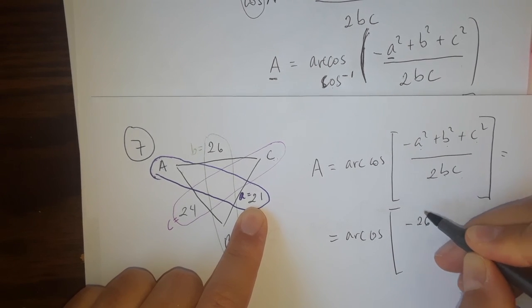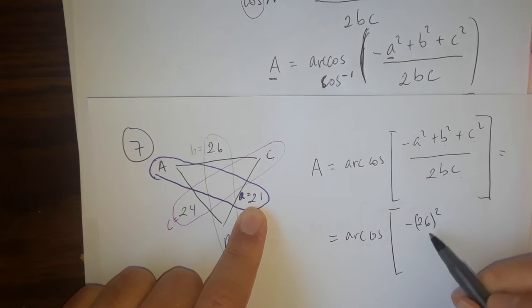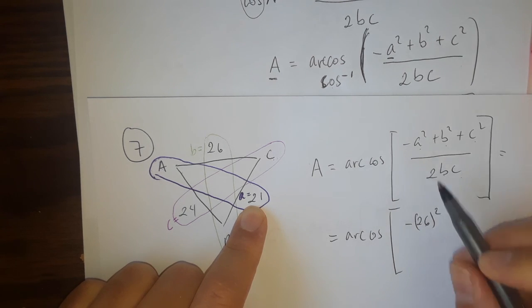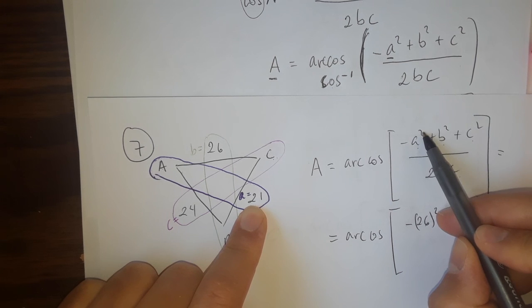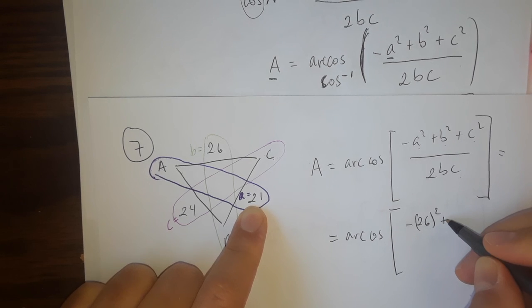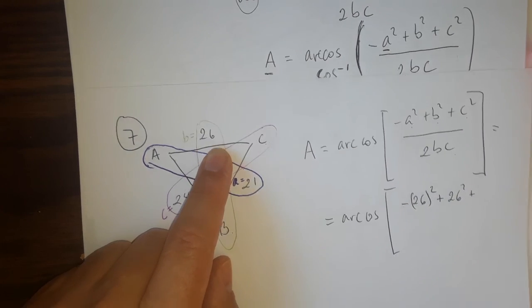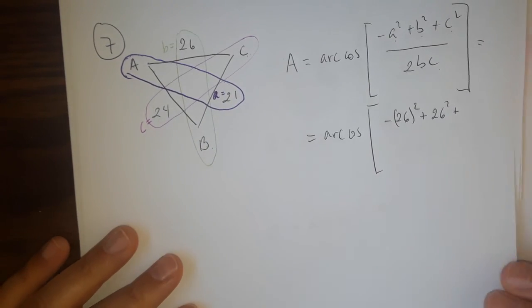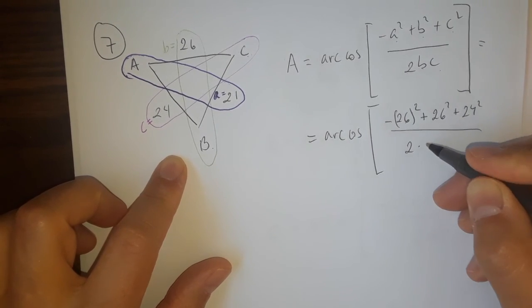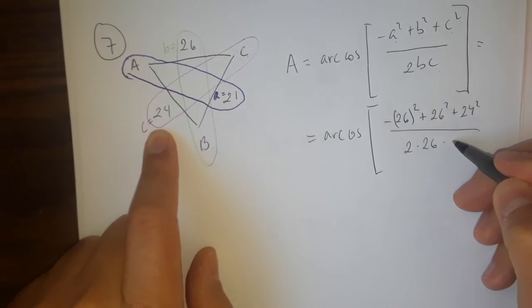negative 21. And we have to write it like this, because the negative is outside. If you put it inside, that's going to be wrong, because what this means is take the square, then times the negative. That's very important. Plus B, 26 squared, plus C, which is 24 squared, over 2 times B, 26, times C, 24.